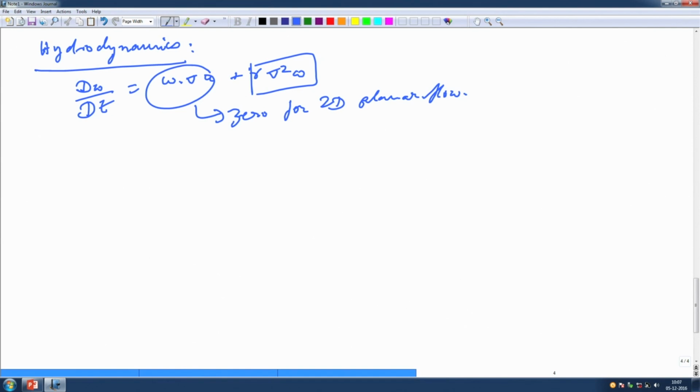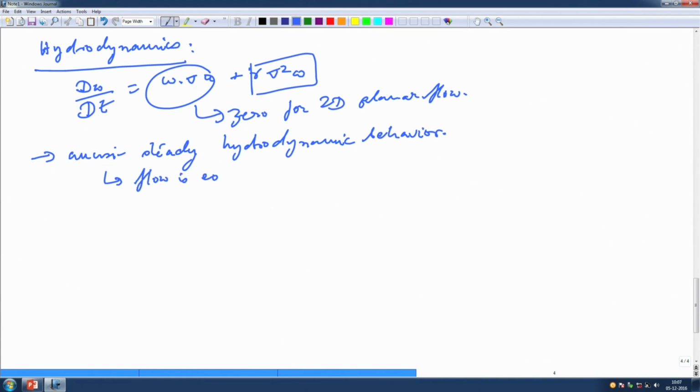Now, here we assume a quasi-steady hydrodynamic behavior. This essentially means that the flow is established in very short time compared to heating or mixing.